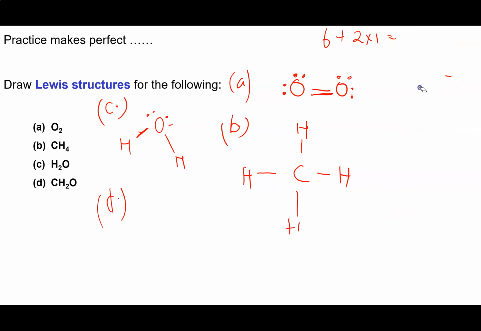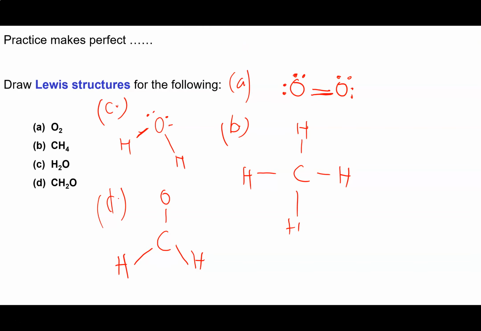Okay, this compound here, CH2O. So when I think about what is going to be the central atom here, I know it's not going to be hydrogen. So then it comes down to whether it's carbon or oxygen. So carbon is in group 4 and oxygen is in group 6. So carbon is going to be my central atom, and everything else goes on the outside. So I can normally get a general layout of the molecule just by looking at the group numbers.